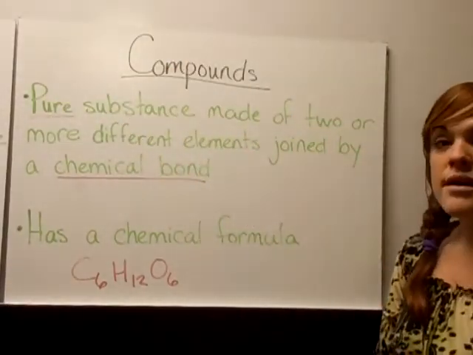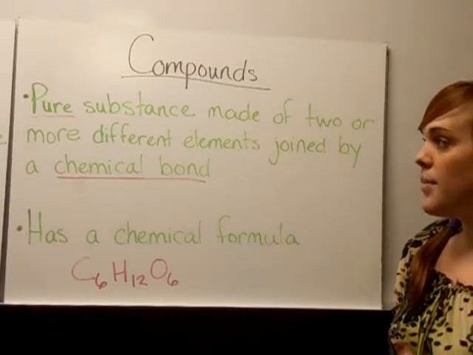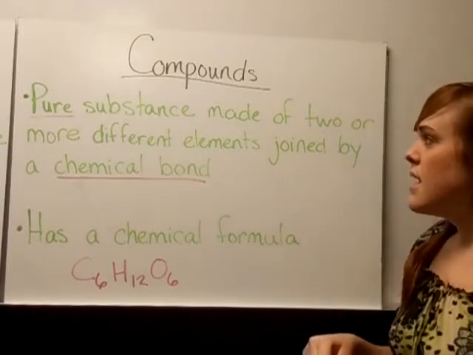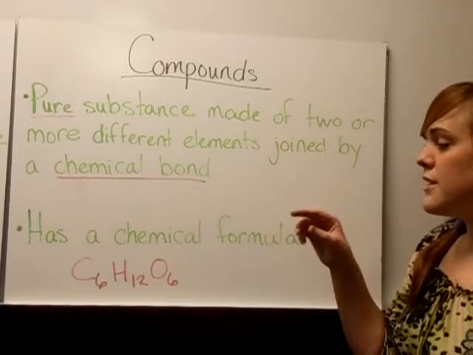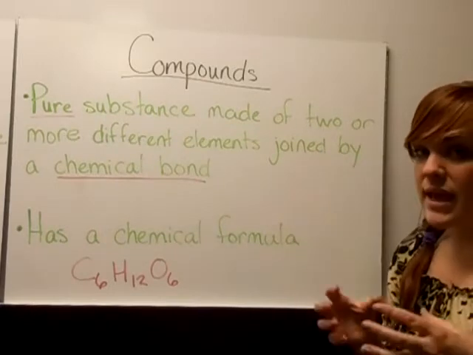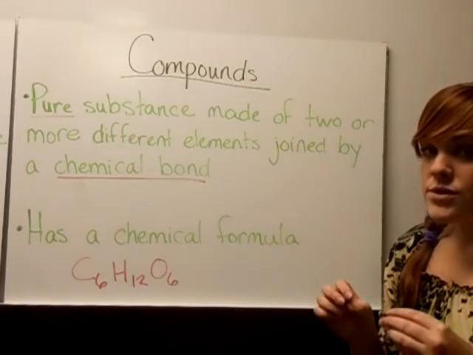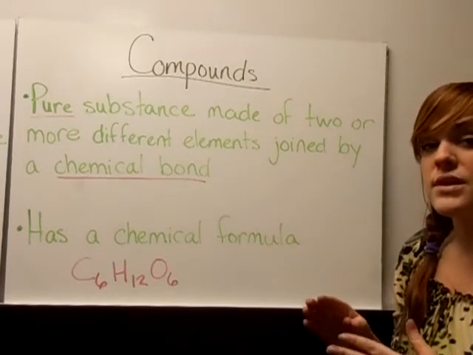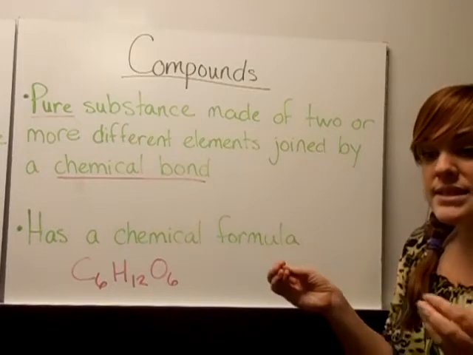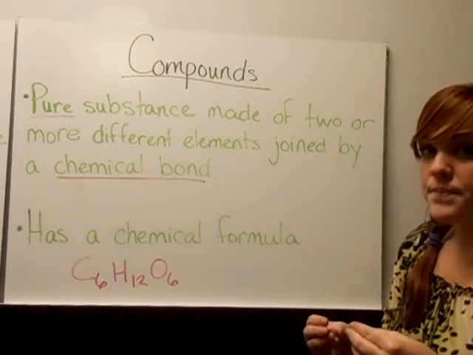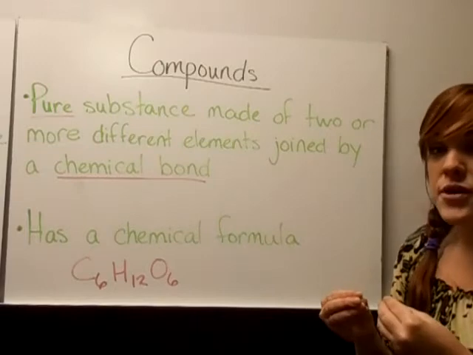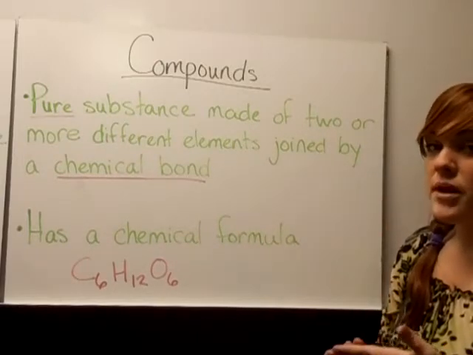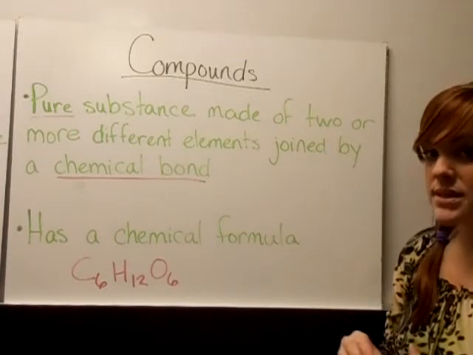Next we have compounds. Now, compounds are also a pure substance just like elements, but they're made up of two or more different elements joined by a chemical bond. So they have new molecules that are made up of different elements bonded together. We're talking bonded together, so you can't separate it with a knife. Okay? The only way you can separate bonds like this is to chemically separate them.